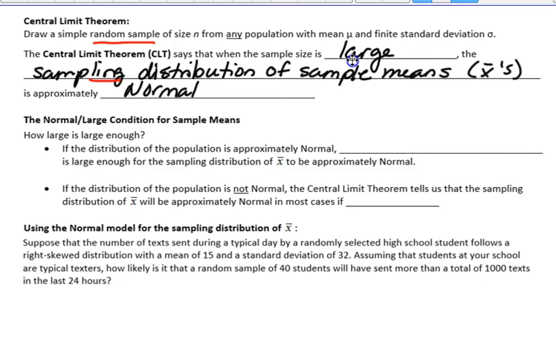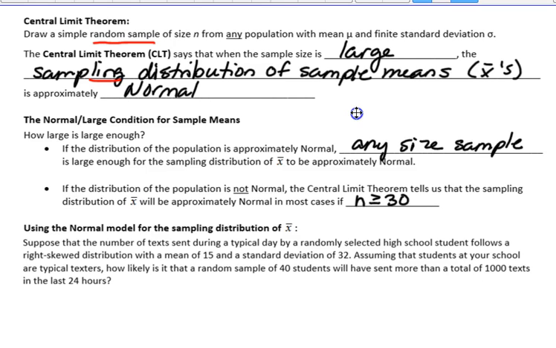Well, there's a two-part answer to that question. First of all, if the distribution of the population is approximately normal to start with, any size sample is large enough for the sampling distribution of x bar to be approximately normal. Even a sample size of 2 would give us a distribution of sample means that is approximately normal. But if the distribution of the population is not normal, the central limit theorem tells us that the sampling distribution of x bar will be approximately normal in most cases if n is greater than or equal to 30.